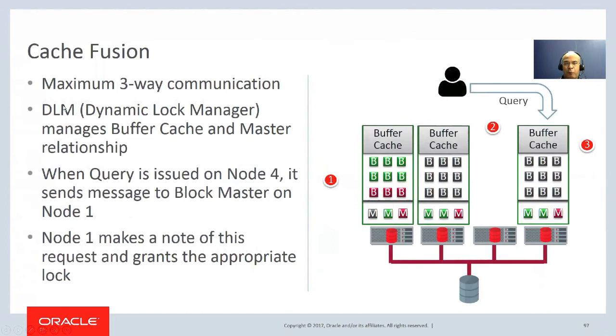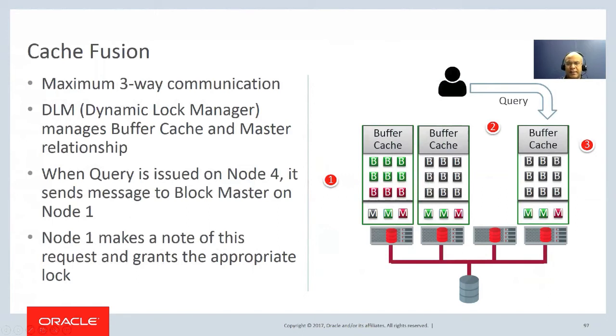So in the worst case, we will have a maximum of three-way communication, which means the user connects to node 4. There is a message sent to find out where it is latest. Now it found out it's on node 1. Then there's a message to get the access from the master, and then it can take that block. If the grant is given, it can do whatever it wants.